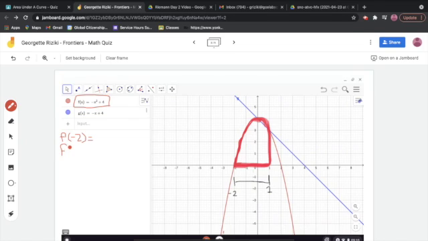So f of -1, and then f of 0, and we have f of +1. That's where we're going to stop.